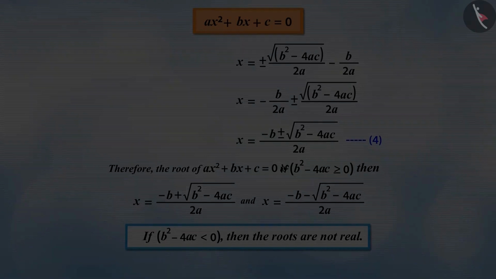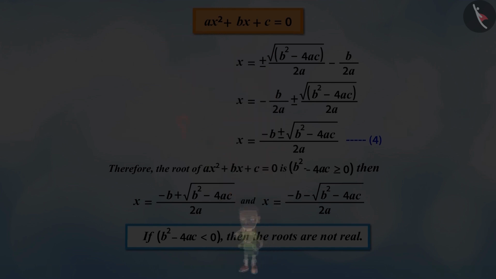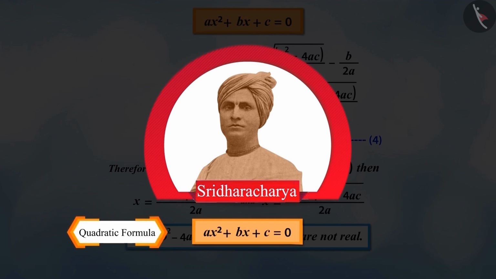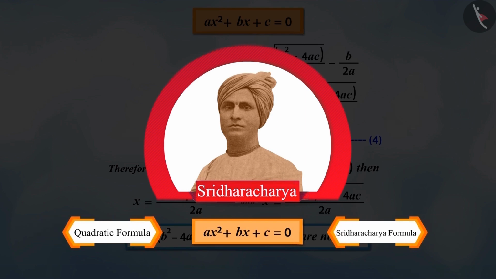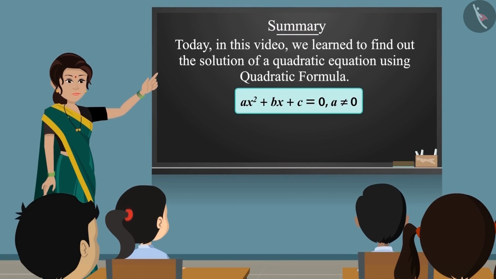Can you tell which Indian mathematician had successfully tried to find the quadratic formula? The quadratic equation was solved by the mathematician Sridharacharya, which is why it is called the quadratic formula or Sridharacharya formula. In this video, we learned to solve the quadratic equation by using the quadratic formula. In the next video, we will see some examples related to it.